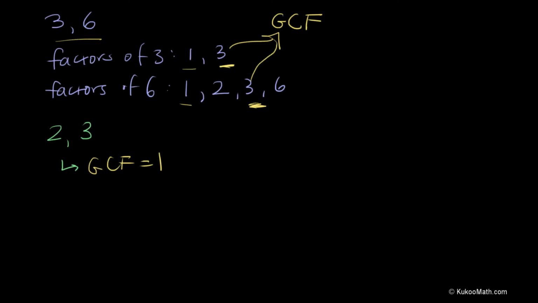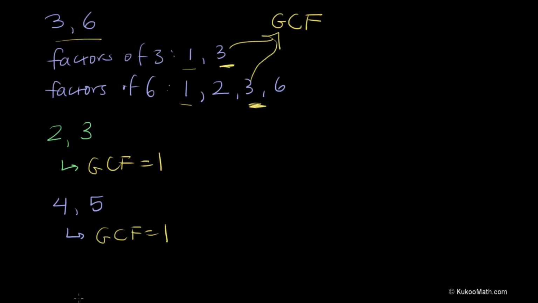Let's try a different pair of numbers. Let's try 4 and 5. The factors of 4 are 1, 2, and 4. The factors of 5 are 1 and 5. Again, they don't have anything in common except for 1. So 1 has got to be the greatest common factor.